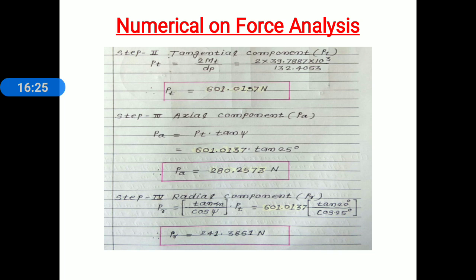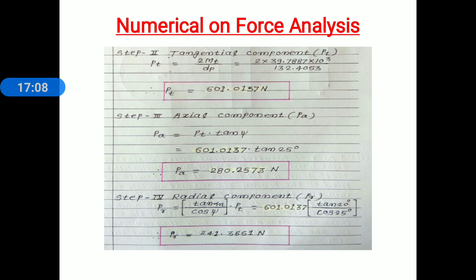Step number 4, radial component PR. Radial component, it is given by PR is equal to PT into inside the bracket tan alpha suffix n divided by cos psi. Now substitute the values. PT 601.0137 inside the bracket tan alpha suffix n, alpha normal pressure angle, tan 20 divided by cos psi. Psi is the helix angle, cos 25 degree. Simplify and we get a radial component 241.3651 Newton. This is the 3 component of resultant tooth force, that is tangential PT, axial PA and radial PR.